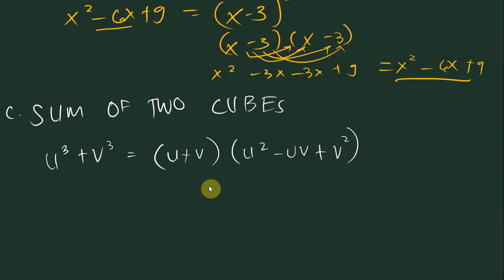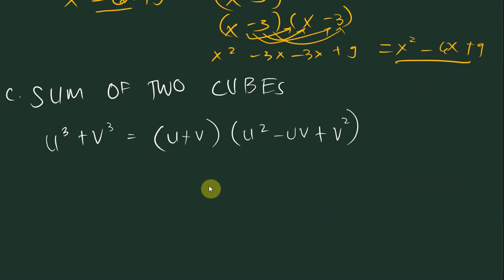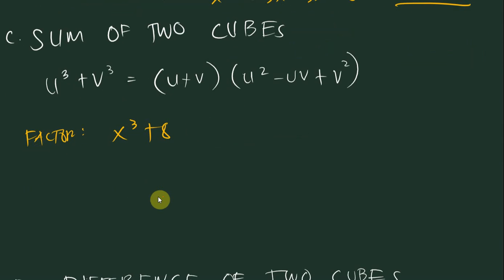Now we have the sum of two cubes. If you can see this form, you can already know its factors. We've encountered this form also in the multiplication of polynomials. So let's have an example. Let's say we're given x cubed plus 8. You can factor x cubed plus 8.